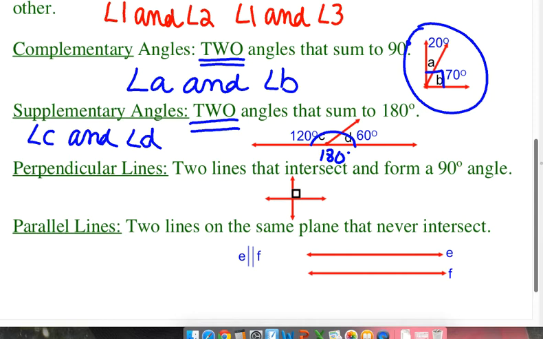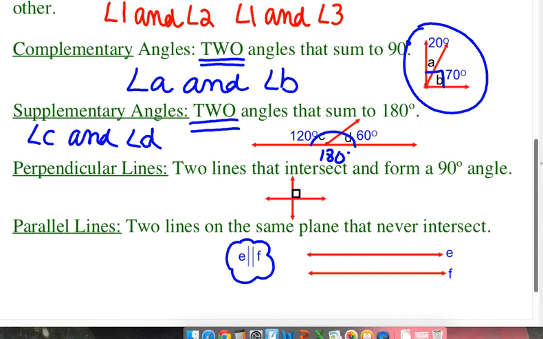Perpendicular lines, now this is definitely a review. Perpendicular lines are two lines that intersect each other and form a 90-degree angle. And then there's an example of perpendicular lines. Parallel lines, two lines that are on the same plane that never intersect, right? So like straight train tracks, those are parallel lines. So we would say that line E is parallel to line F. That's that little notation that you see down there at the bottom of the screen.